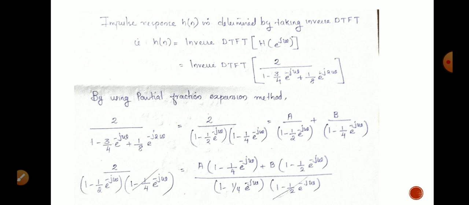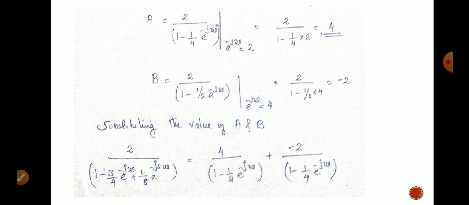This 2 by 1 minus 1 by 2 e raised to minus j omega into 1 minus 1 by 4 e raised to minus j omega can be written as A by 1 minus 1 by 2 e raised to minus j omega plus B by 1 minus 1 by 4 e raised to minus j omega. In this step, we have to find the constant terms A and B. To find A and B, we can rearrange this equation by cross multiplying and cancelling the denominator terms.